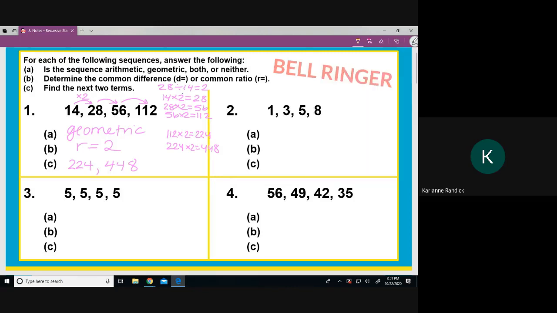I also see that this one's increasing, so I'm going to first try out addition. How do I get from 1 to 3? What do I add? That might be easy: I add 2, so 1 plus 2 is 3. That works. Now I'm going to continue the pattern. 3 plus 2 is 5. It looks nice, but then 5 plus 2 is 7. That's not 8, so we know it's not addition.